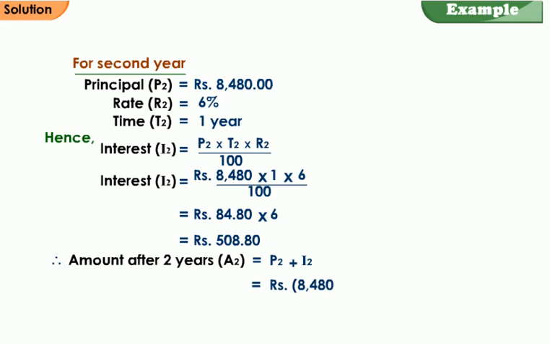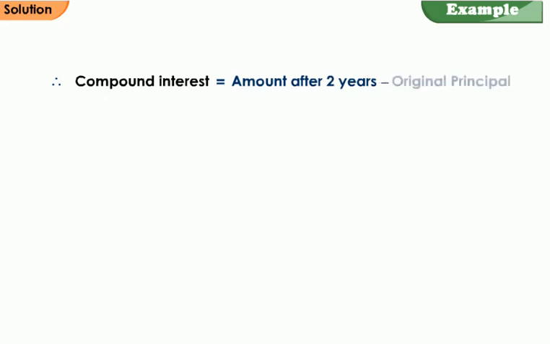Therefore, the compound interest is equal to the amount after 2 years minus the original principal. That is rupees 8,988.80 minus 8,000, which gives us rupees 988.80, and that is the required answer.